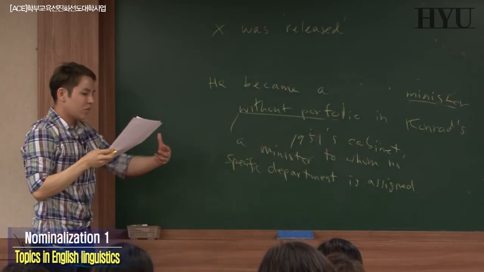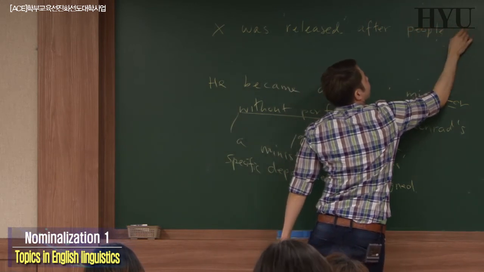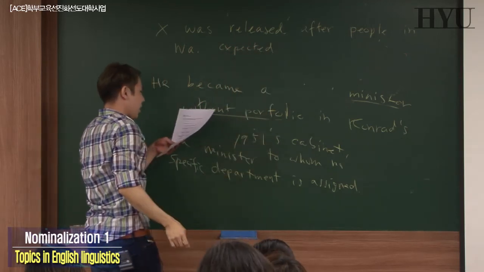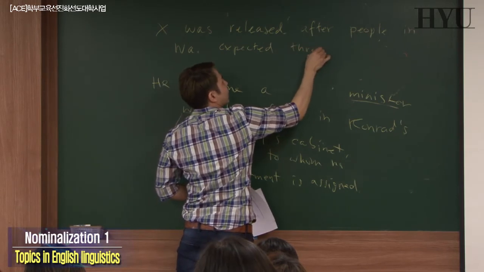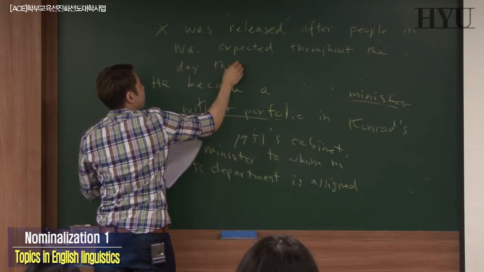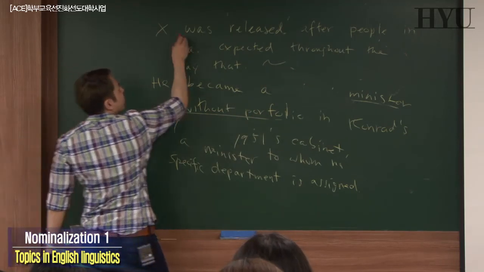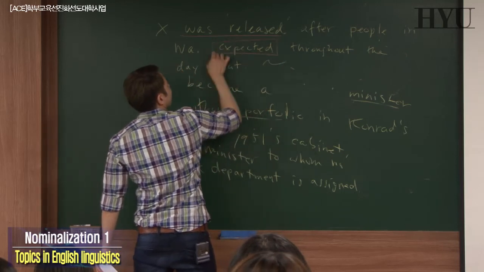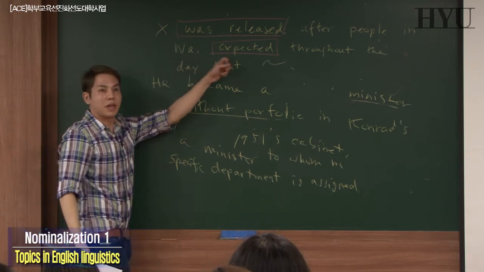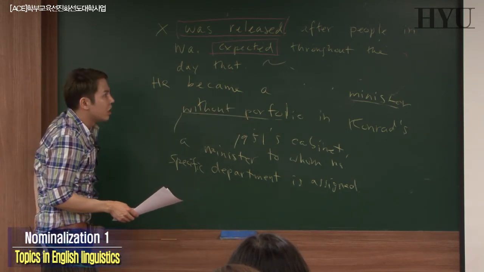Okay. After people in Washington expected throughout the day that, and then the rest. So you have here and you have here. Right? X was released after people in Washington expected throughout the day that Professor Stein, age 48, would be the hostage to be freed. Right?